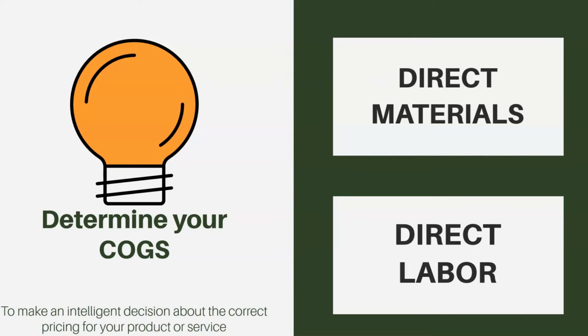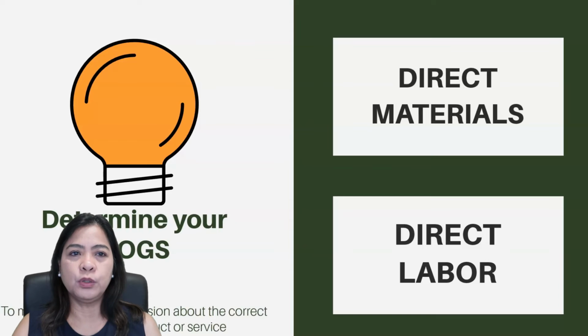So let's talk about your product cost. I've been talking about the product cost, the true cost, and what that really is. So you have to determine your cost of goods sold to make an intelligent decision about the correct pricing for your product or service. So what are those? So direct materials, direct labor.